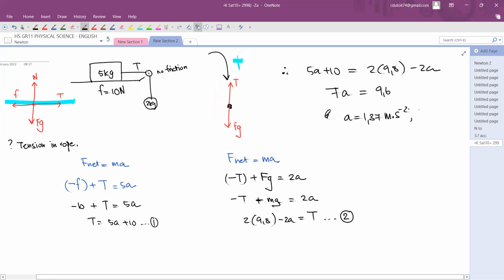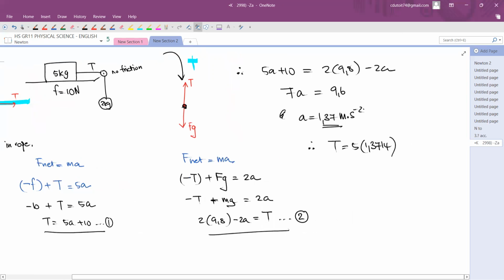I don't need that as an answer because that's not asked. So they want to know the tension in a rope. Therefore, I can use any one of these two equations. I'm going to use the easy one. Is 5 times A, which is 1,37. I'm not going to use 1,37, I'm going to use the answer, that is 1,4 something, times 5, plus 10. And that is 16,86. The tension in a rope is 16,86 newtons.